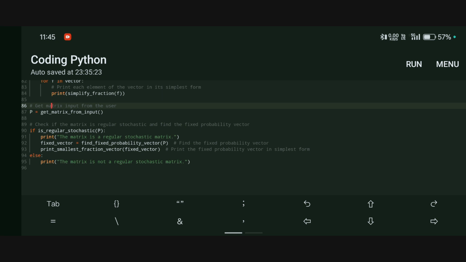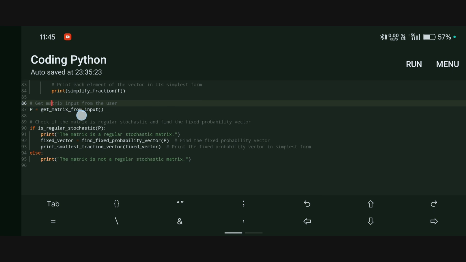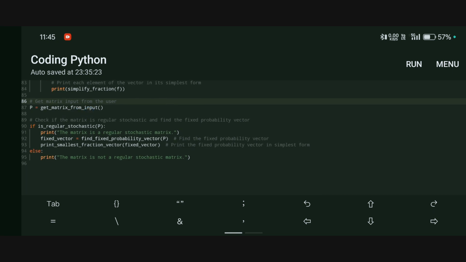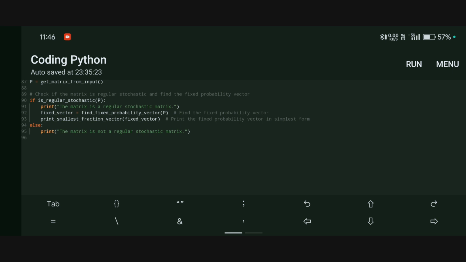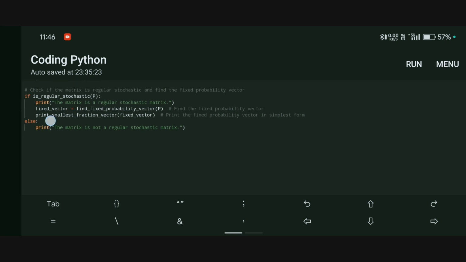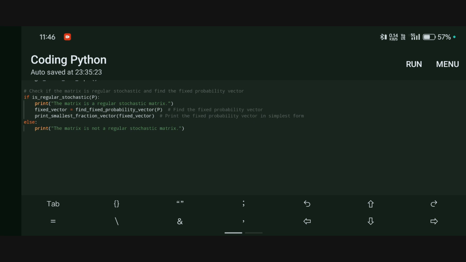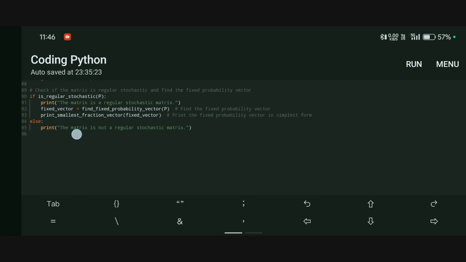Okay, let's get the input from the user. P is equal to get matrix from input, a function that reads the matrix from the user, from the console. If it is a regular stochastic matrix, print that the matrix is a regular stochastic matrix. Then we can use the function to find the fixed probability vector of P.